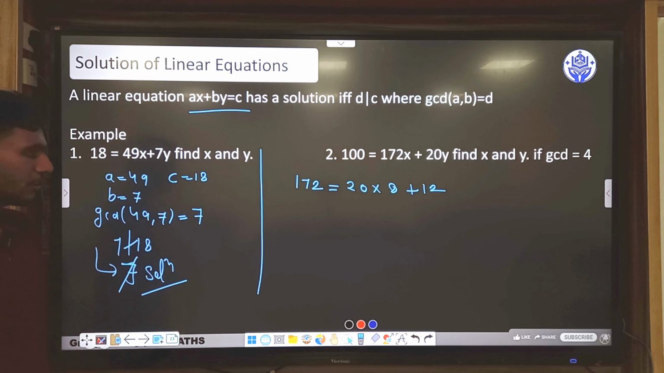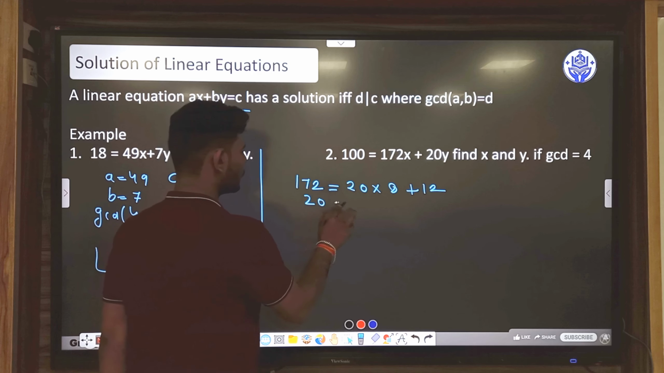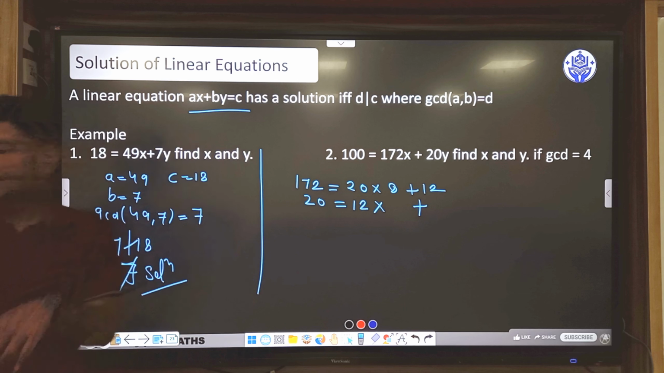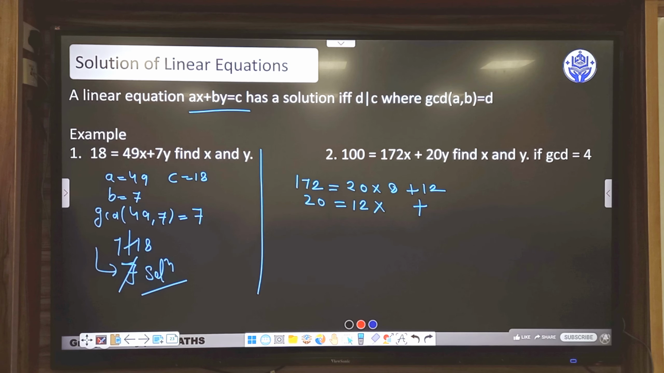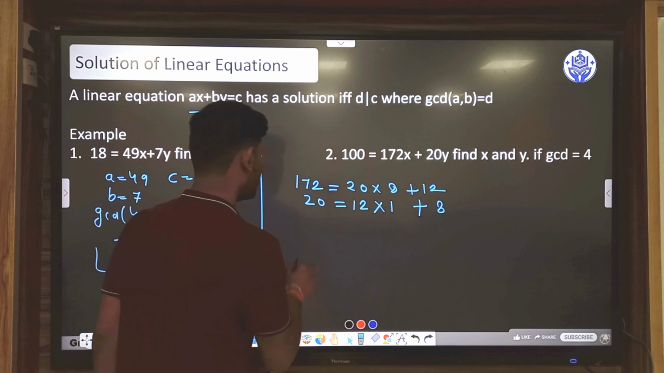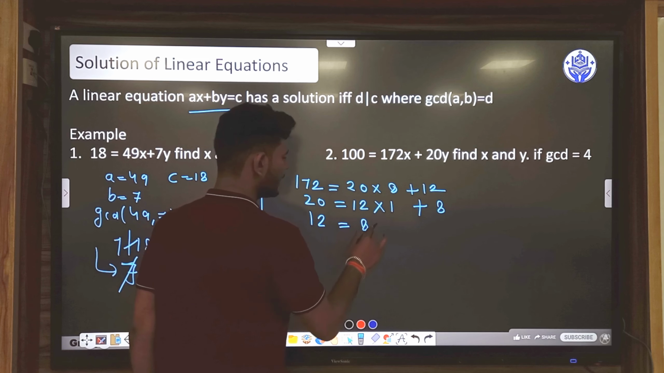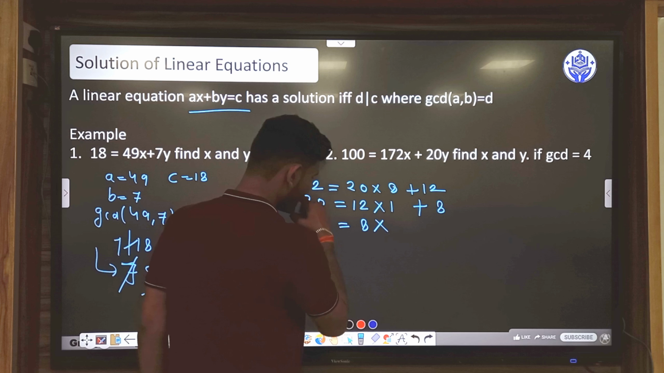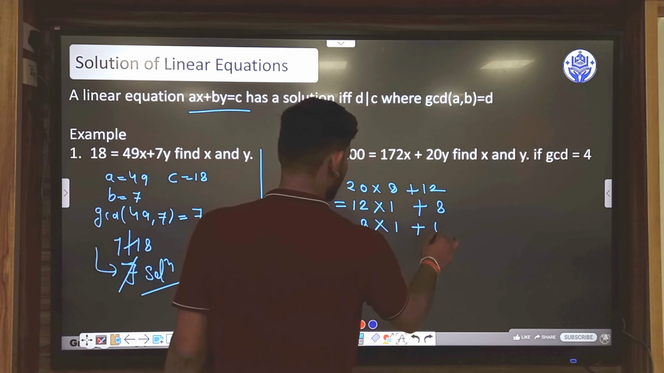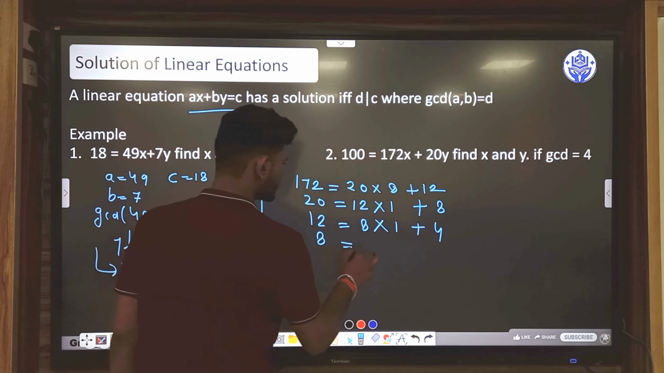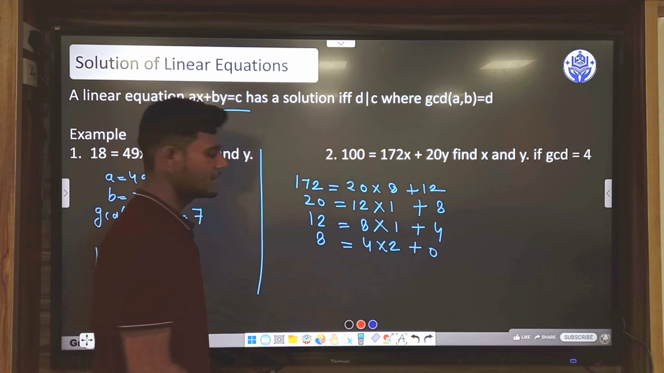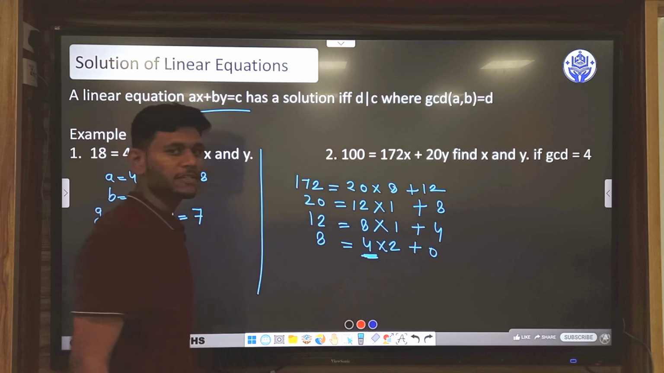Next, if I divide by 20, then I can easily find it. I have already calculated the question, that is 12 into 1 plus 8. This is nothing but simple. If I divide 12 with 8, it is 8 into 1 plus 4, and again 8 is equal to 4 into 2 plus 0. From here we can find the GCD is nothing but 4, because the last divisor is 4.